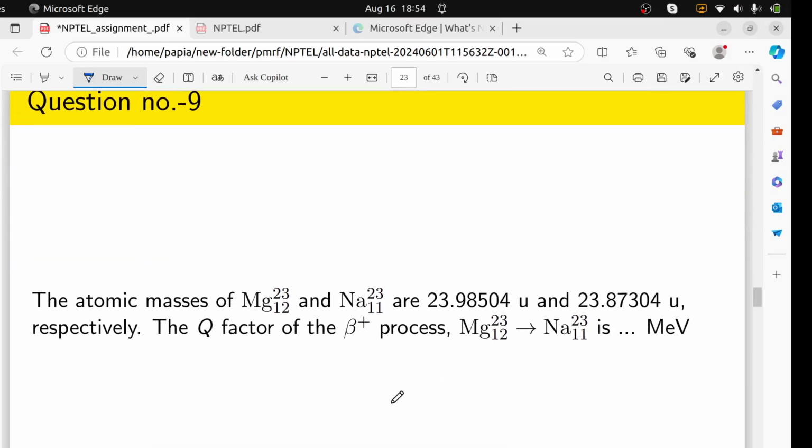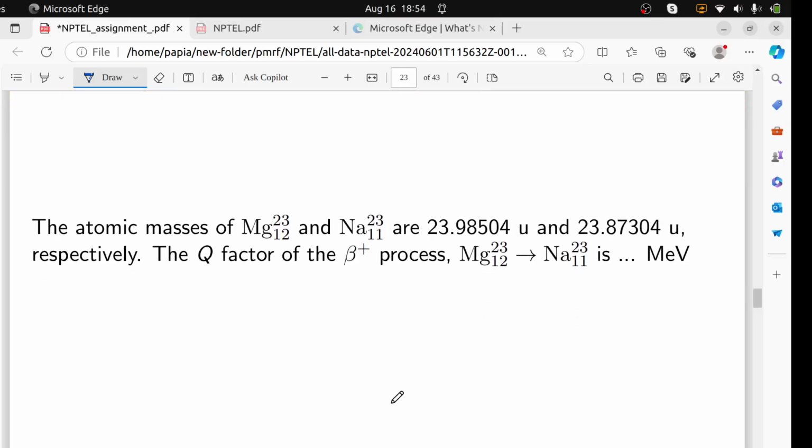Okay, fine. So now you can come to the next question. Again, it is simple. The atomic masses of Mg and Na are this one and this one respectively. The Q factor of the beta plus process is how much? So for the beta plus process, as we already did right now, it will be atomic mass of Mg minus atomic mass of sodium minus 2 into me. We have to remember the 2 into me factor will come for the beta plus process, and will not come for the beta minus process.